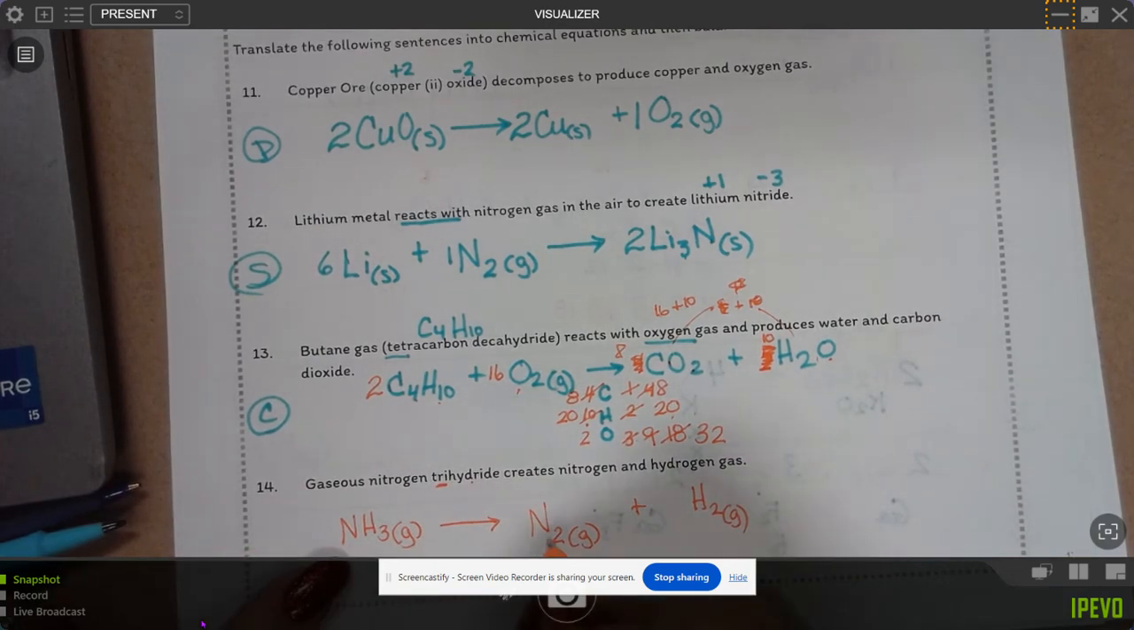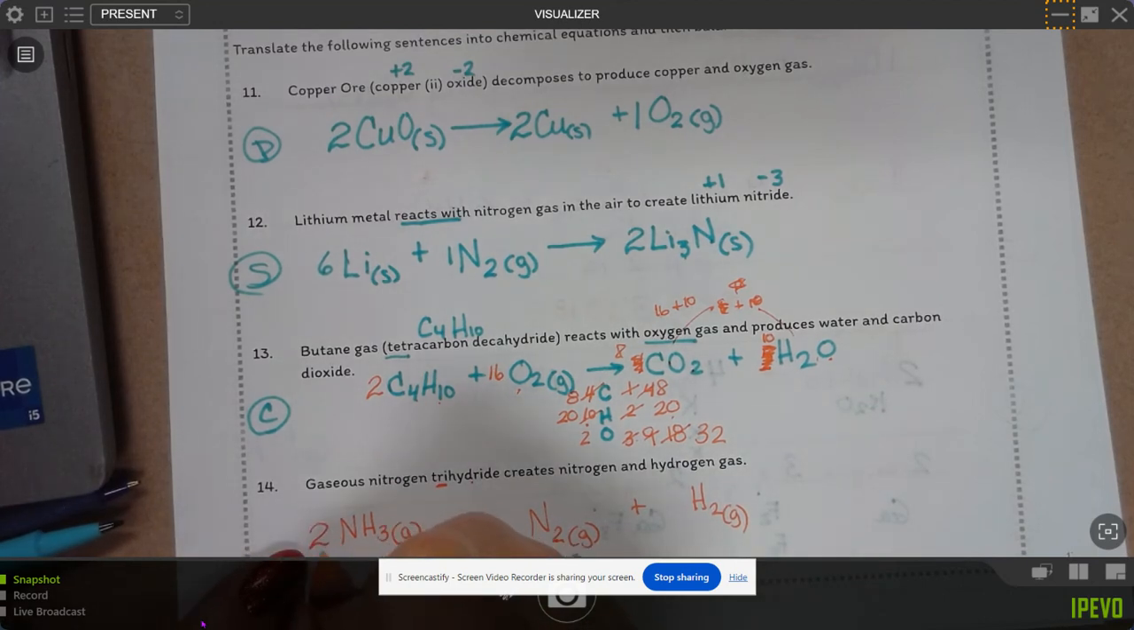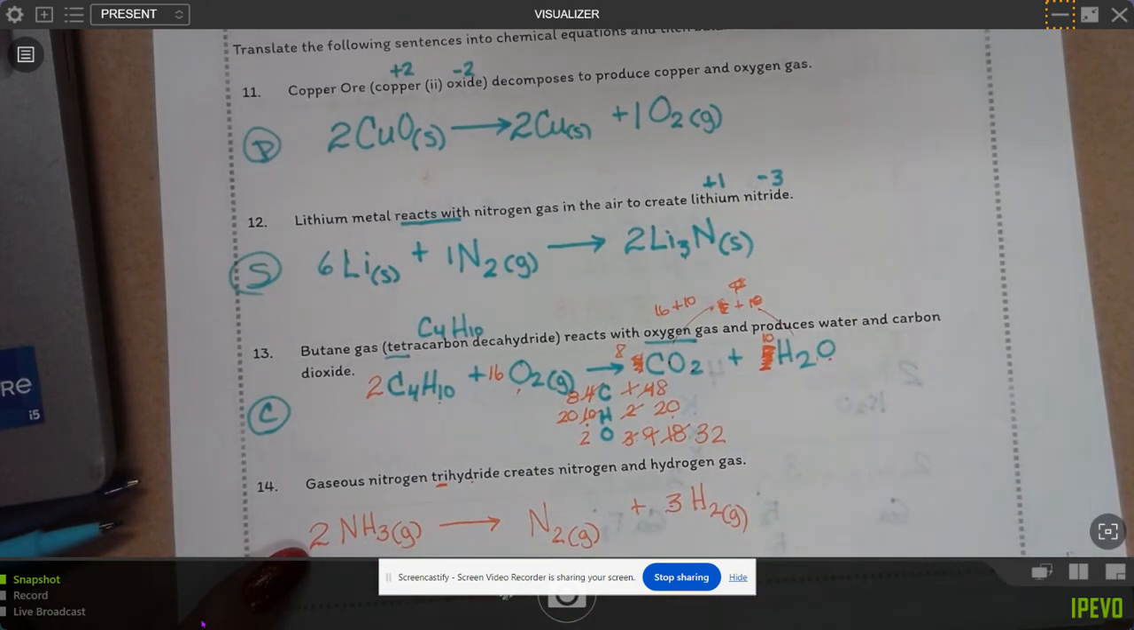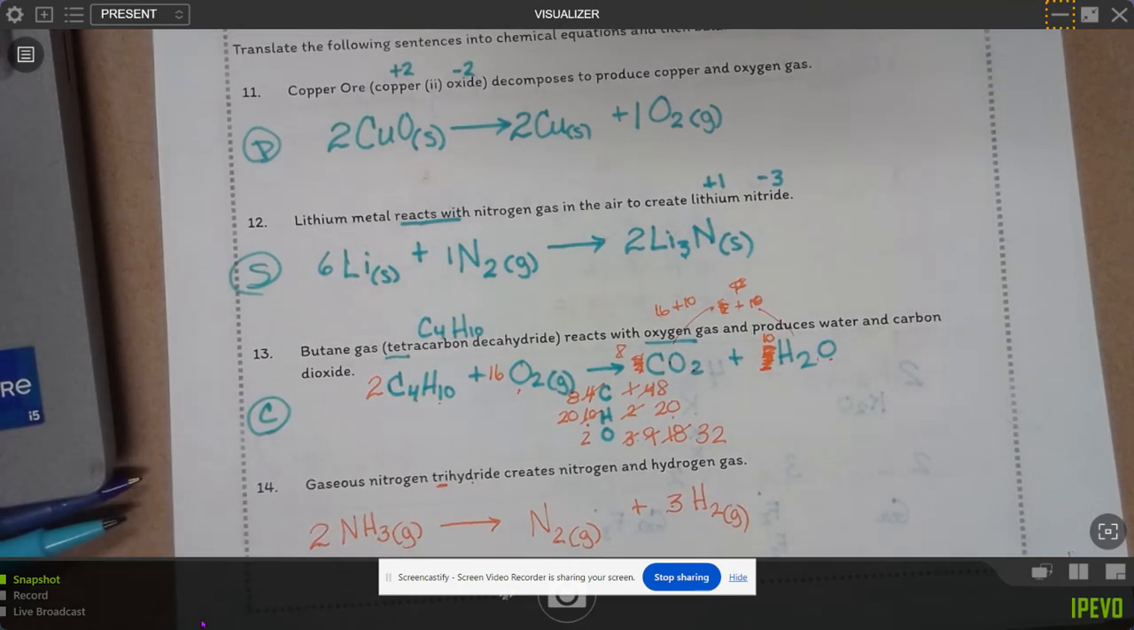Look at this. I've got 2 nitrogen here. I've only got 1 over here, so I'm going to put a 2 here. So I've got 2 NH3, which gives me now 6 hydrogen. So if I put a 3 over here, 3 times 2 gives me 6 hydrogen. And my equation is balanced and my homework is done.